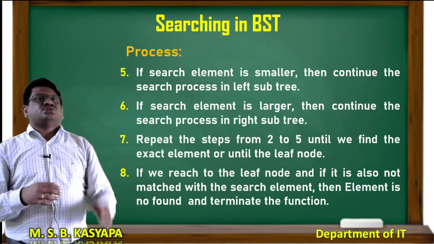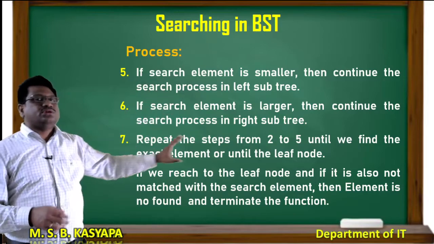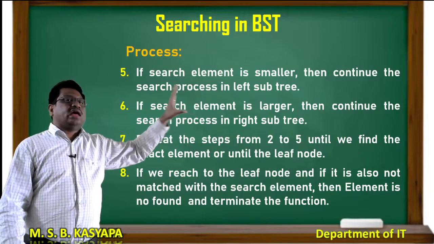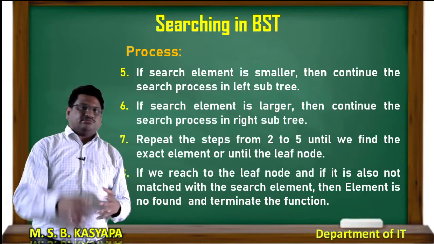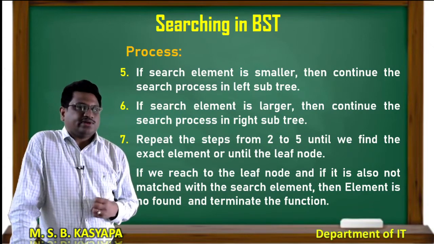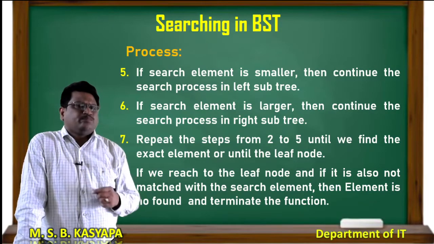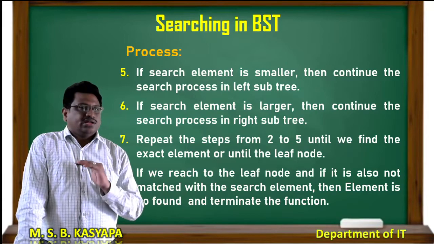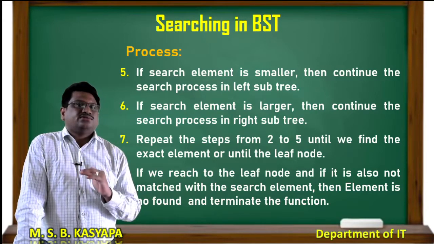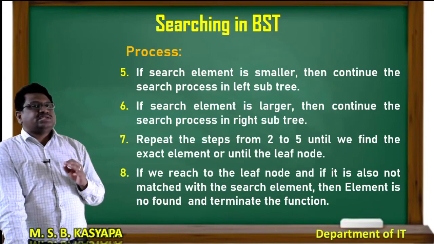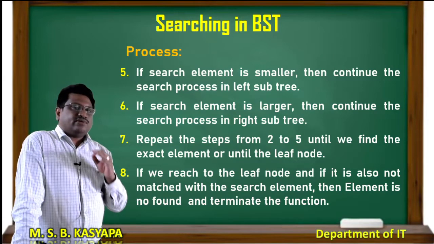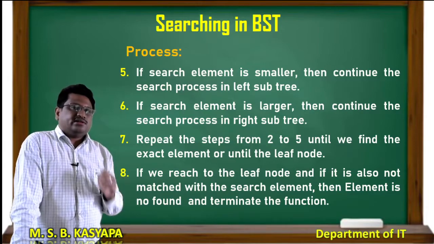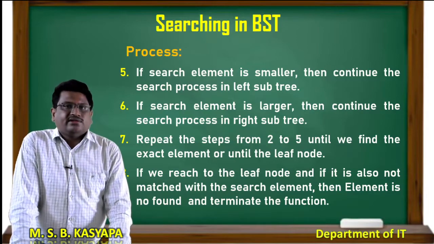So, from the root node, proceeding to the right subtree or left subtree, I have to do it multiple times. Now, after reaching the leaf node also, if I didn't find the desired value, then what I have to do? Then I will say the value I am searching for is not available in the tree, and I will terminate the process.